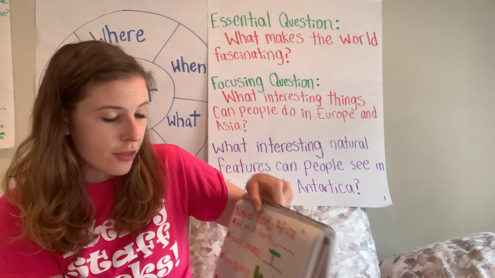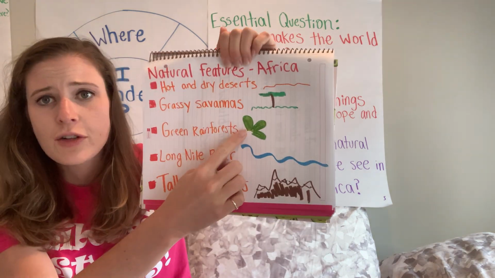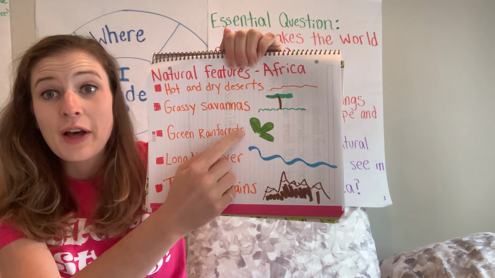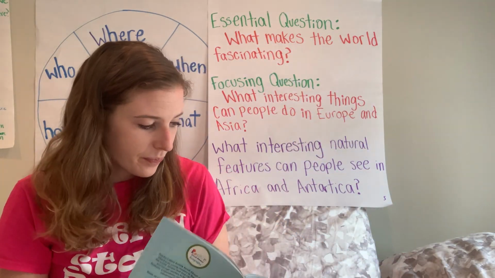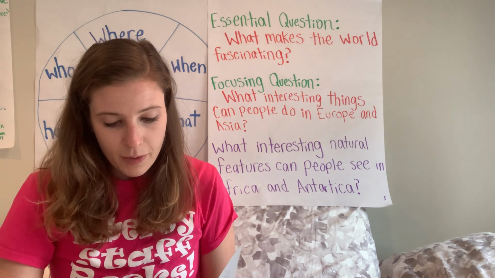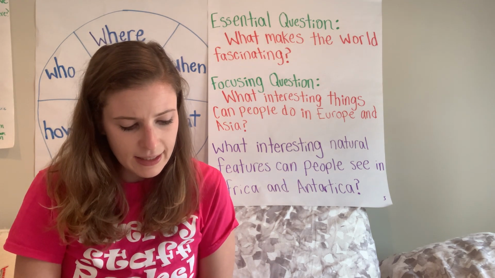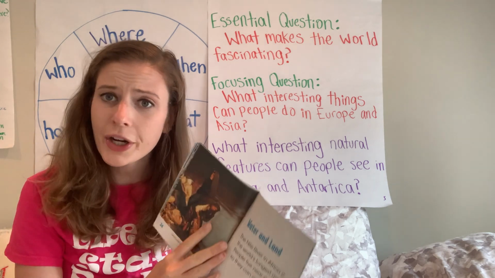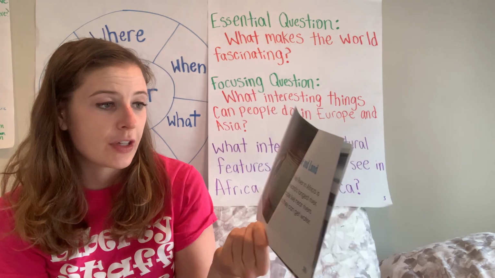So that is my third little point, and I said green rainforest, and I drew a little green leaf to help me remember it so that I can go back. All right, and then we're gonna go to our next section that says water and land, because that's gonna tell us about some additional natural features.